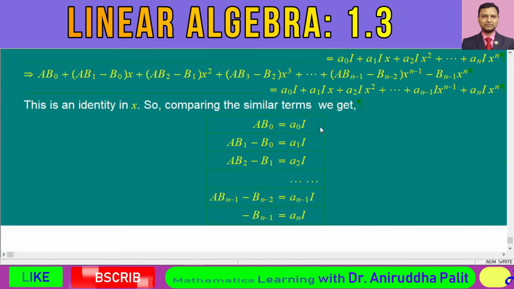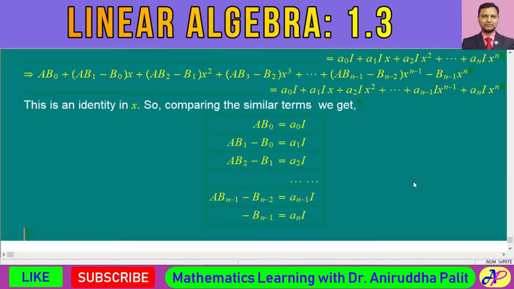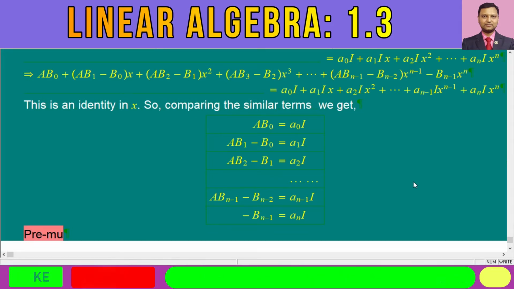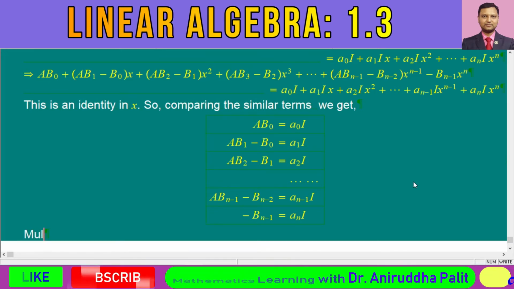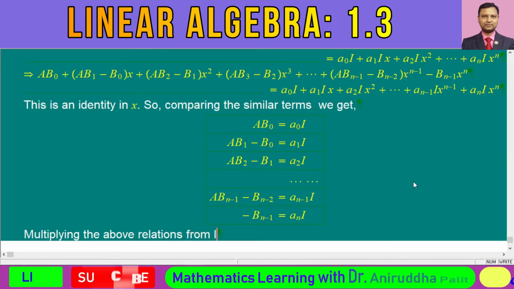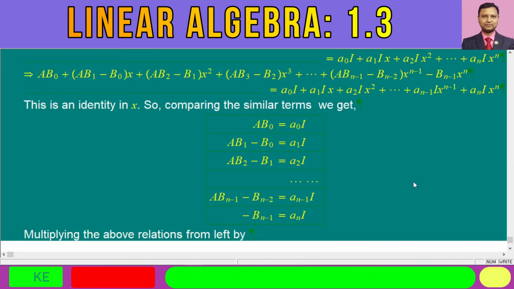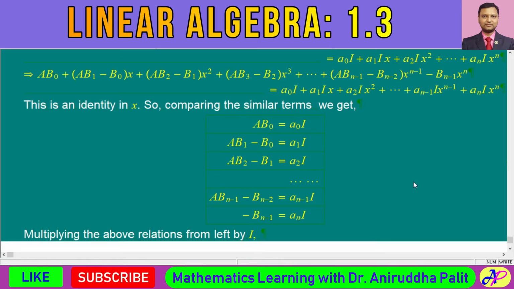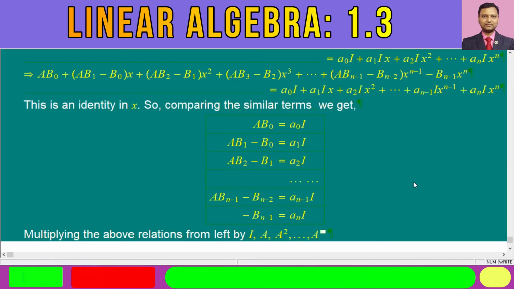And now we multiply the above relations from the left. If you cannot remember this word, you can simply write: multiplying the above relations from left by what? Let us first multiply the first relation by the identity matrix I, then the second relation by A, the third relation by A square, and so on, and the last relation is multiplied by A to the power of n.